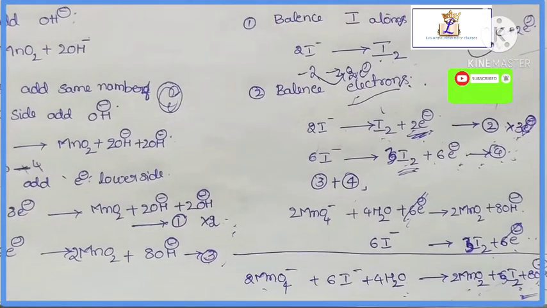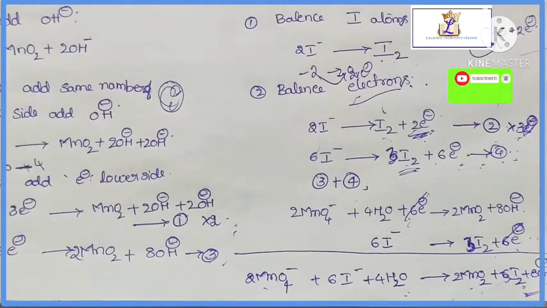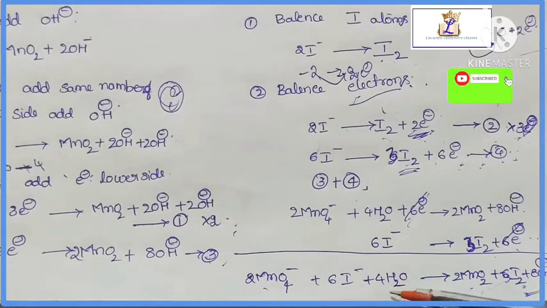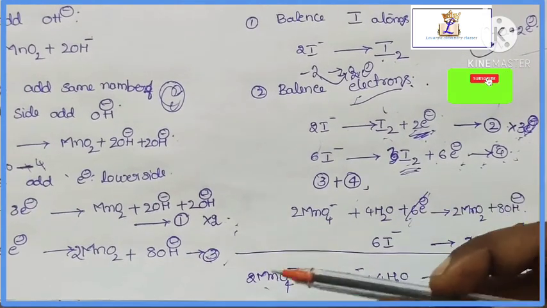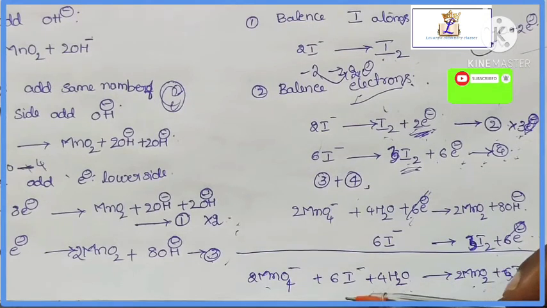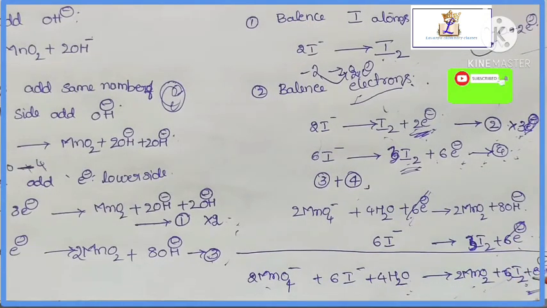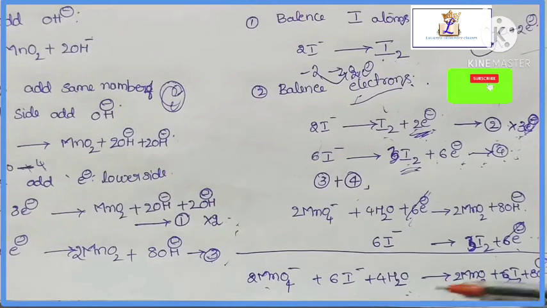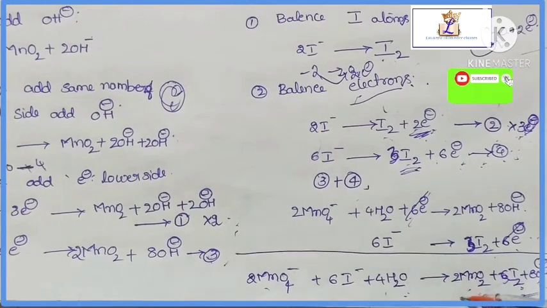Now the atoms are balanced, oxygen atoms are balanced, and hydrogen atoms are balanced, and now we check whether the charges are balanced or not. MnO4 has -1 charge, so 2 times -1 plus 6 times -1 gives -8. On this side, 0 plus 0 plus 8 times -1 gives -8. So -8 equals -8. So this equation is correct.